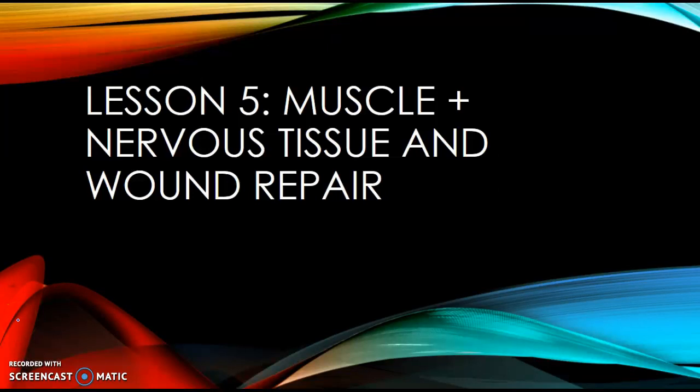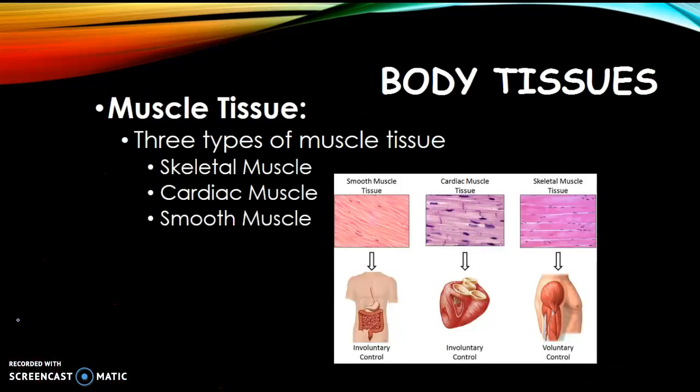Today we're going to be finishing up our tissue and histology portion of the course, and we're going to be talking about muscle and nervous tissue and also about wound repair. So there are three distinct types of muscle found in your body: skeletal muscle, cardiac muscle, and smooth muscle. And we're going to talk about all the differences in these types of muscles and where they're located.